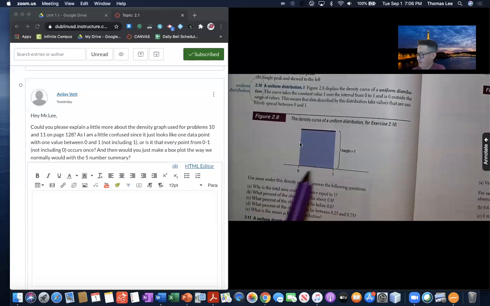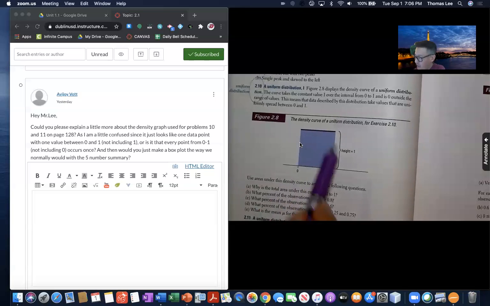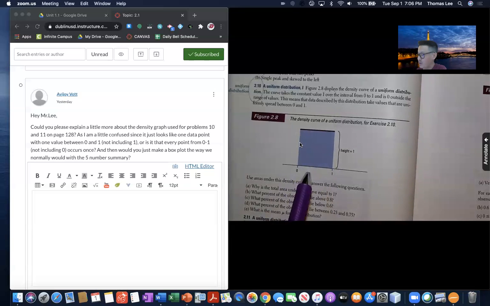But the density curve obviously includes the area below it. Now, why does the interval go from 0 to 1 and the height go exactly up to 1? That's because by definition, the area of this entire region, and you can see this is kind of a rectangular region, right? So the area of the entire region has to equal 1, okay?